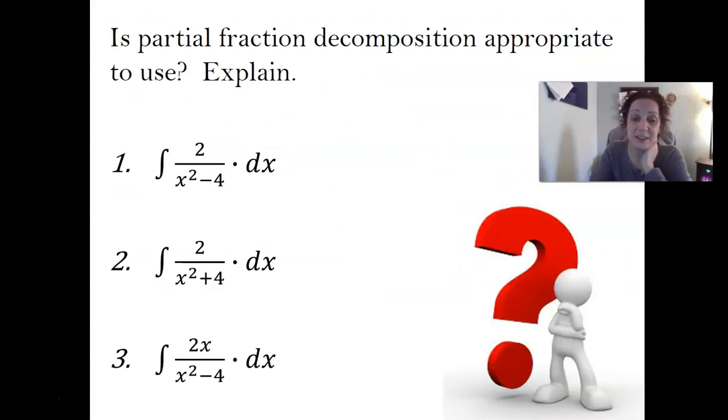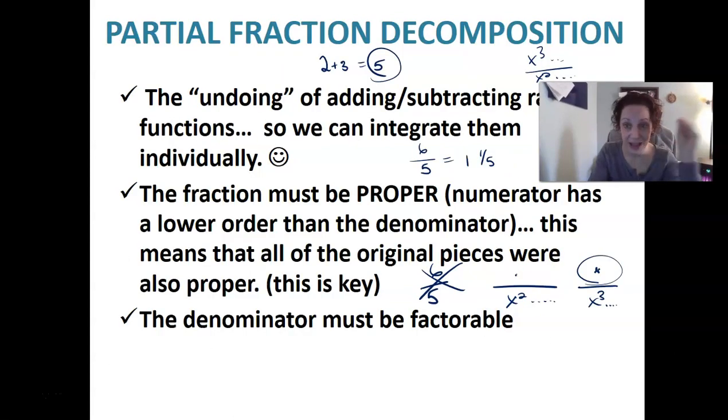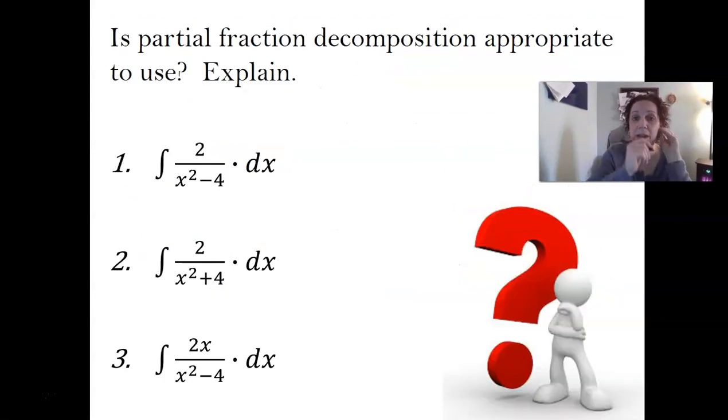Okay, and we already said that your denominator has to be factorable. The first step in partial fraction decomposition, other than making sure you have a proper fraction, is factoring the denominator. If you can't factor it, you can't go any further. Okay, so 3 integrals here. I want you to take a look at them and decide, not even just is partial fraction decomposition appropriate, what method would you use here? Could you use partial fraction decomposition, or do you see another way to solve this integral? Go ahead and tell me what you would use for each one of these integrals.